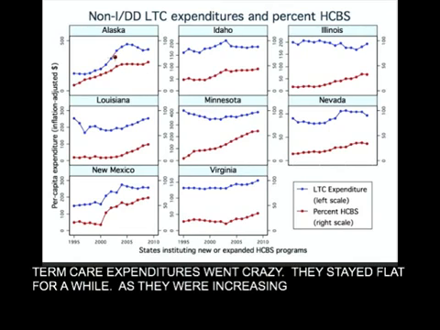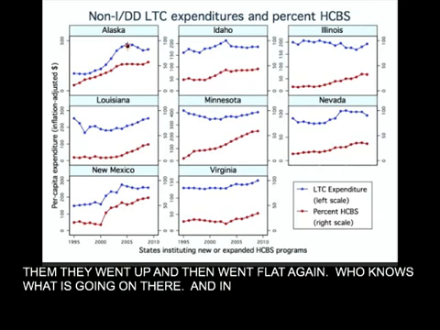And unfortunately, their long-term care expenditures kind of went crazy. First of all, they stayed flat for a while as they were increasing. Then they went up like crazy, and then they went flat again. Who knows what's going on there?